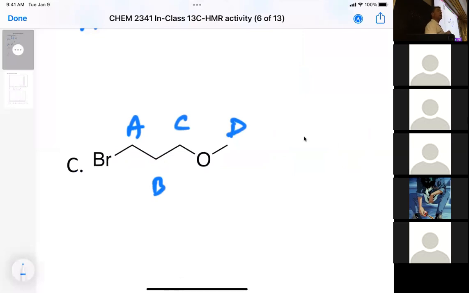Well, D and C are going to be about in the same place, right? And they're going to be further downfield than the ones next to the bromine. So we're going to have C and D up here around 70 again. So we have those there. And then where's A going to fall next?